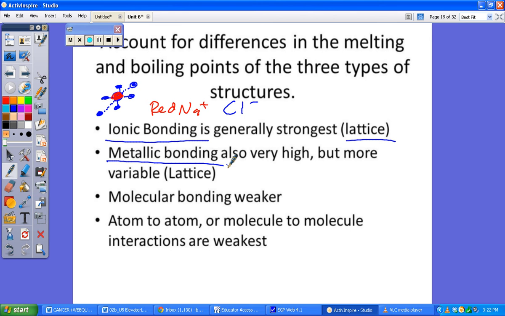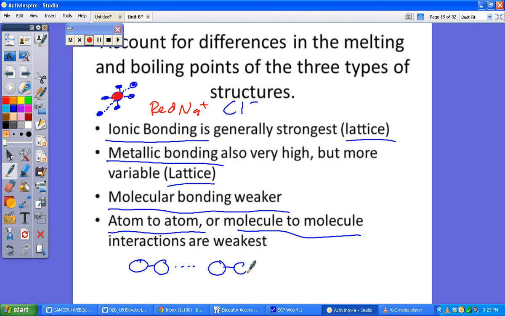Metallic bonding is very high also. That also has that lattice structure, if you remember seeing those images. The molecular bonding is weaker. It's generally like hydrogen bonds, that's in water, for example. And then the weakest, of course, is the atom to atom or molecule to molecule. So gases, oxygen gas. So an oxygen molecule bonded to another oxygen molecule, they have very little attraction to another set of oxygen molecules. So this is O2, this is O2 here. This attraction is very weak. That's why it's normally a gas.